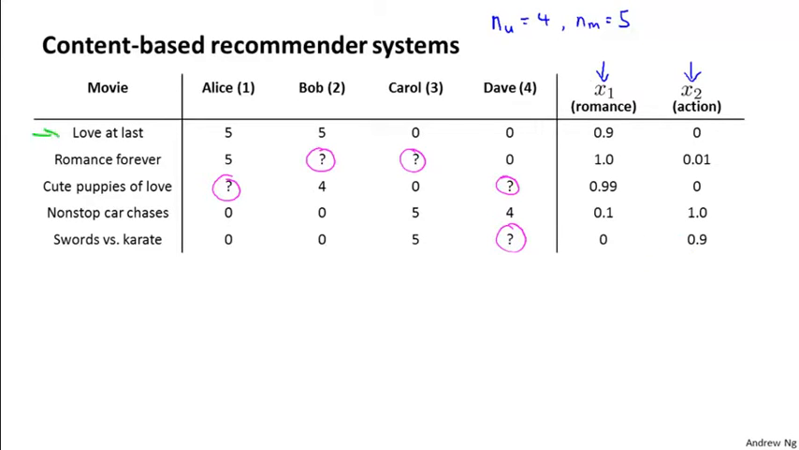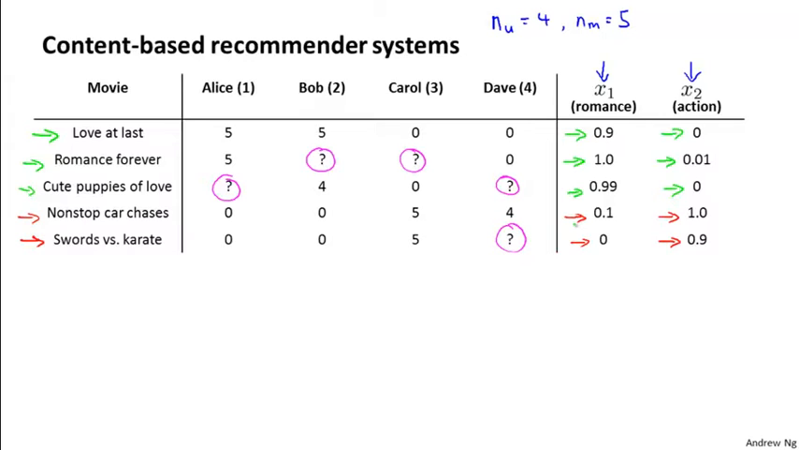So if you take a movie, Love at Last, it's 0.9 on the romance scale, so it's a highly romantic movie, but 0 on the action scale, so almost no action in that movie. Romance Forever, so 1.0, a lot of romance, and 0.01 action. I don't know, maybe there's a minor car crash in that movie or something, so there's a little bit of action. Skipping one, let's do Swords versus Karate. Maybe that has a 0 romance rating, no romance at all in that, but plenty of action. And Nonstop Car Chases, maybe again there's a tiny bit of romance in that movie, but mainly action. And Cute Puppies of Love, again, mainly a romance movie with no action at all.